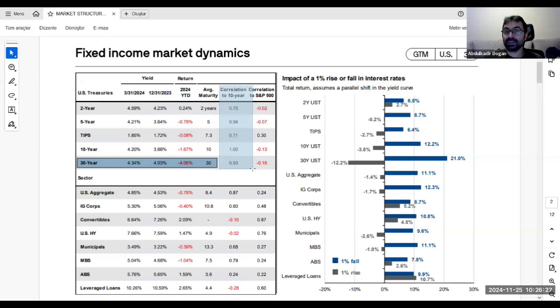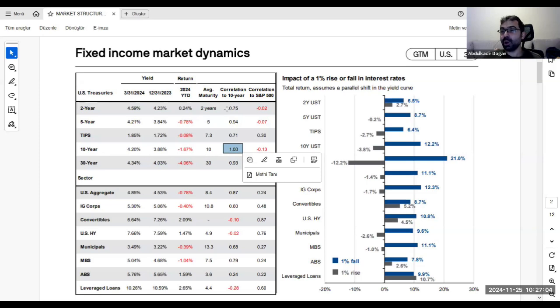And the correlation to the 10-year treasury yield means that if, let's say, the 10-year treasury yield increases 1%, the 5-year treasury yield increases 0.94%. This is showing the correlation. And as you see, the 10-year treasury yield is exactly the same as the 10-year treasury yield. It is 1. If it increases 1%, it will increase 1% as well. But the 30-year treasury yield will increase 0.93%. So longer-term yields are highly correlated with the 10-year treasury yield, while the short-term yield has approximately only 0.75% correlation with the 10-year treasury yield.